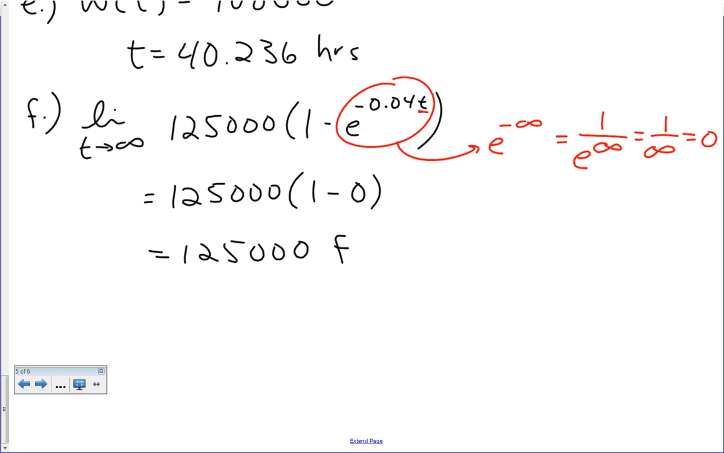That would be in cubic feet. That's cubic feet of water. So what's the real world meaning? Well, we're letting time go on forever. And it turns out that it doesn't matter how much time passes, we're only going to achieve 125,000 cubic feet of water. That's what we call the steady state of this system.